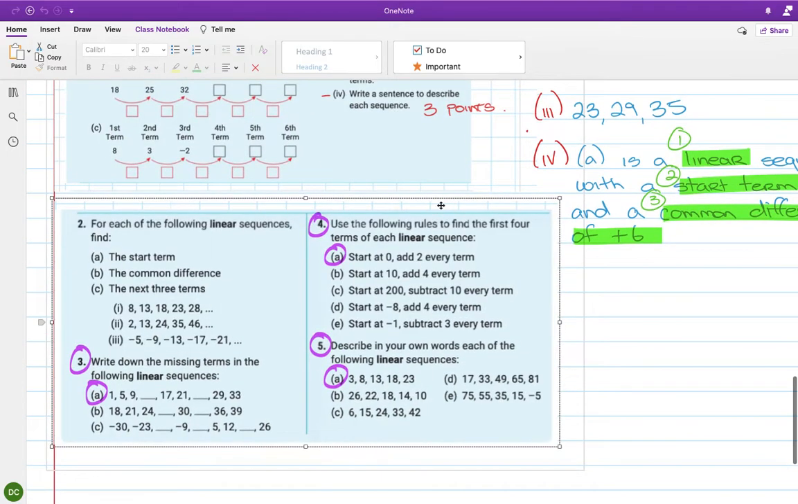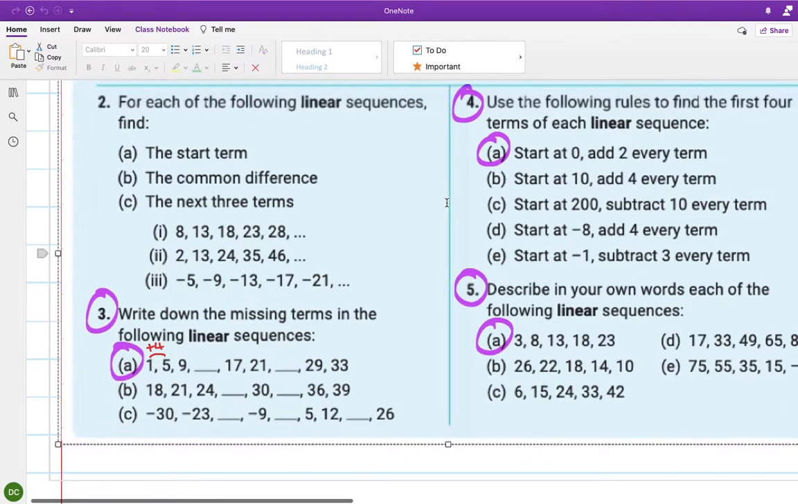The second one, down here, 3A. Write down the missing terms of the following sequences. Okay, so what's going on in the first one? 1 to 5, that's plus 4. Zoom in a little bit. 5 to 9 is also plus 4. Okay, so if we plus another 4, we get 13. Plus another 4 is 17. Plus another 4 is 21. And plus another 4 is 25. 29 and 33. So you were missing 13 and 25 there.